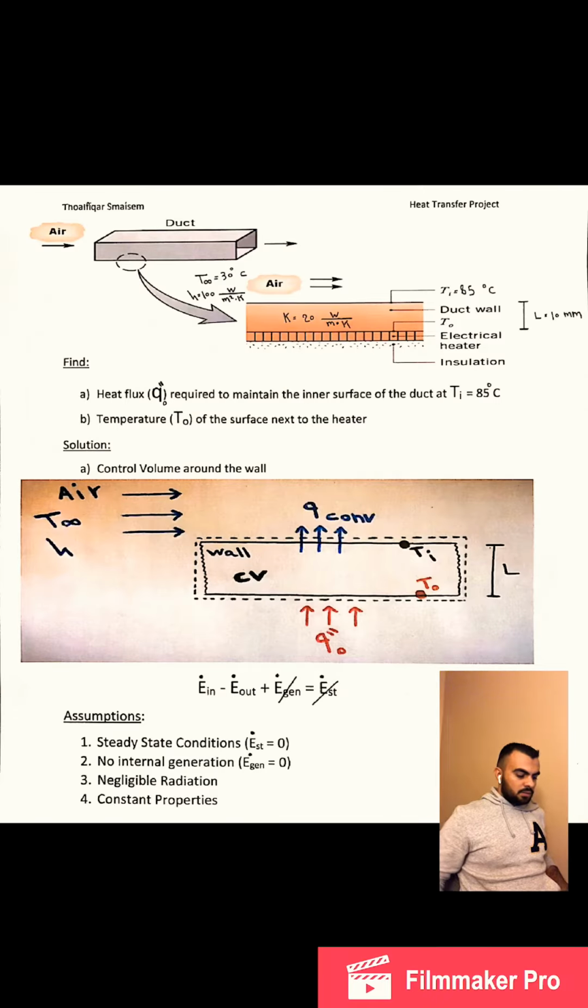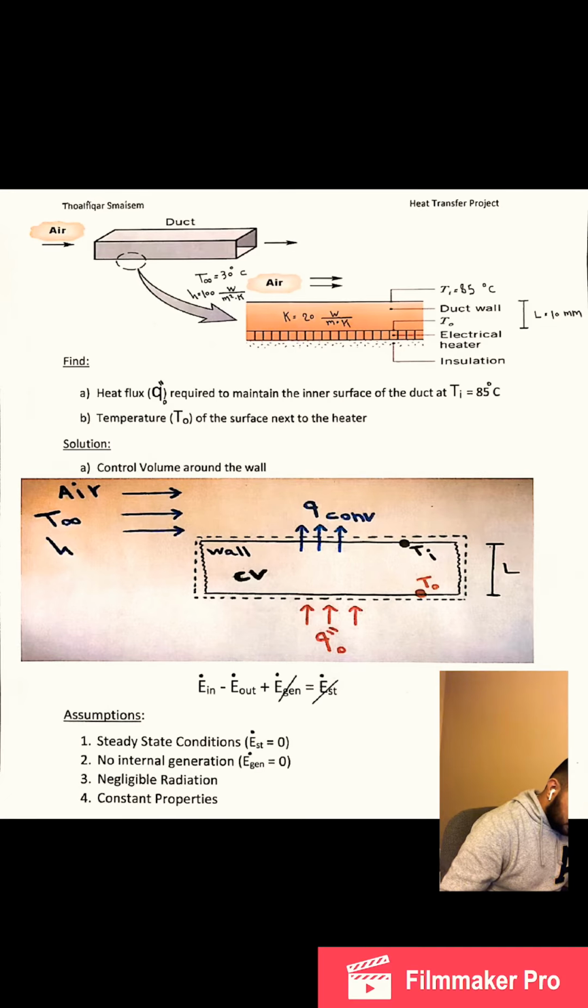So let's start solving part A. We are asked to find the heat flux required to maintain the inner surface of the duct at 85 Celsius. So first we need to start drawing our control volume around what is interesting for us. Everything inside the dash line is the control volume, and the dash line is the control surface.